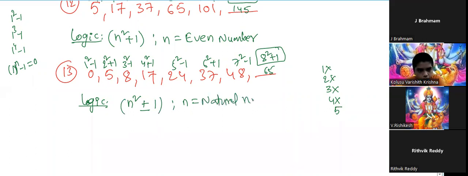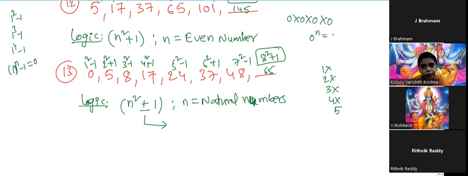Sir, what if we give 0 to the power of 2? 0 to the power of anything will be 0 only. 0 into 0 is how much? 0. Even 0 to the power of 1 lakh is also 0 only, sir. Yes. n square plus or minus 1 is the pattern where n is a natural number.